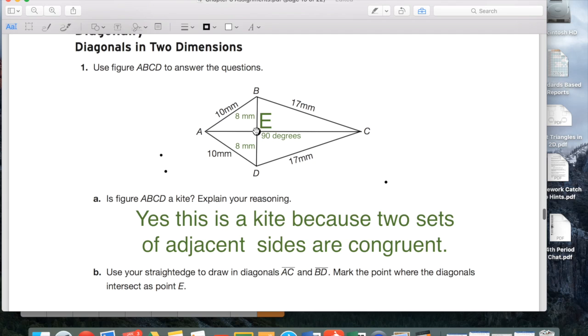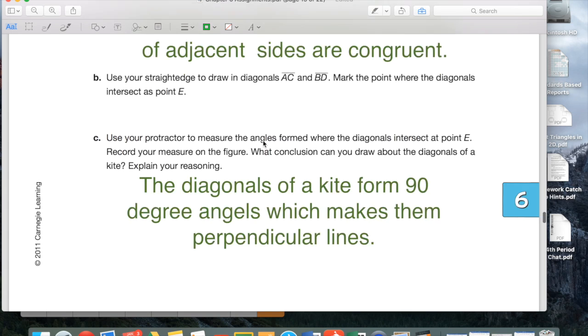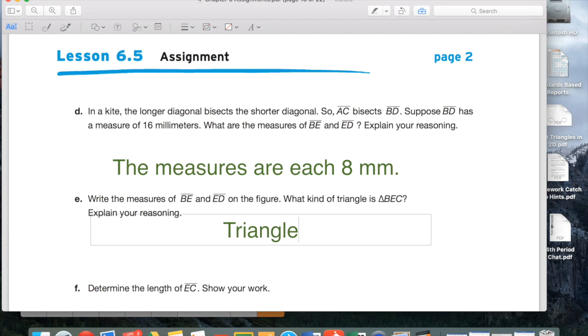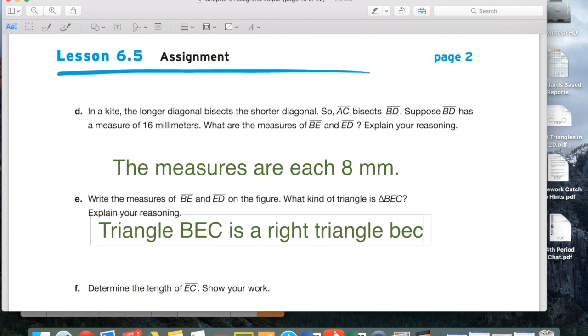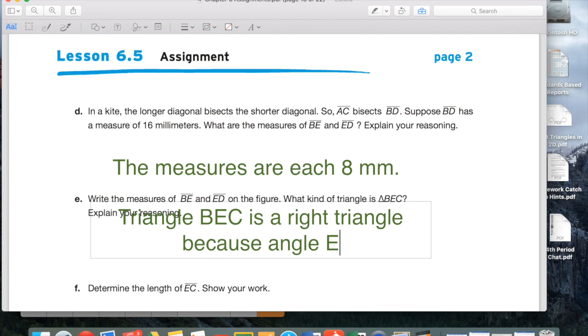So BEC. We're just focusing on what kind of triangle is that? Well, we know that this is 90 degrees. Triangle BEC is a right triangle because angle E is a right angle.